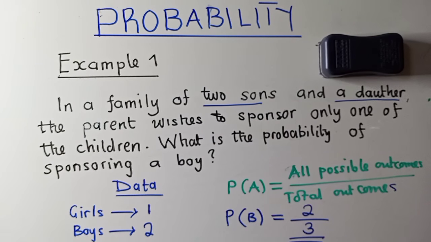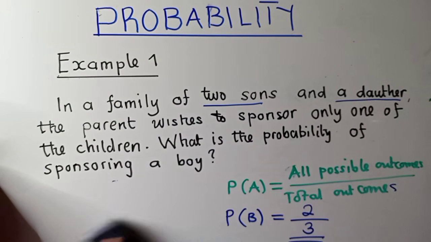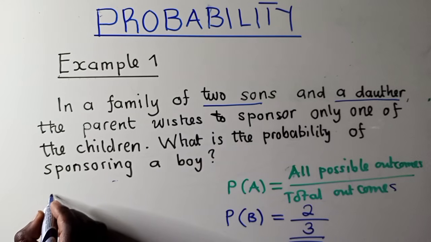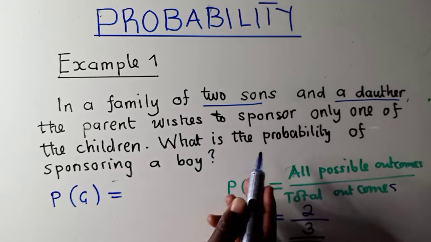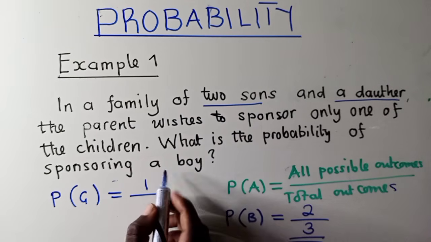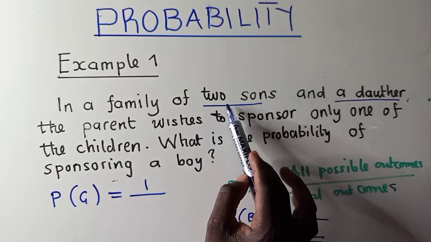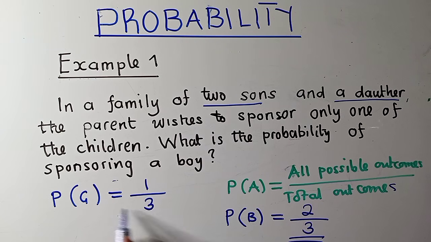Now there is something very important I would like to talk about here. I'll keep this probability. Let me try to find the probability of picking a girl, because I want to prove something. How many girls do we have? It's 1 over, how many do we have all together, boys, sons and daughters? It's 3. So it's 1 over 3. This is the probability of picking a girl.